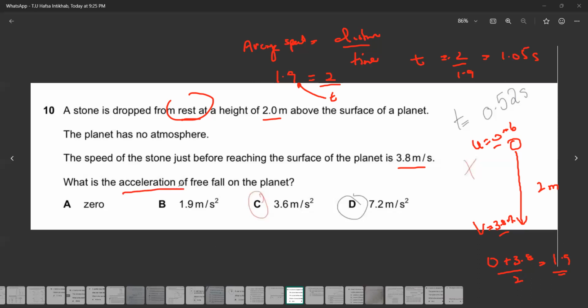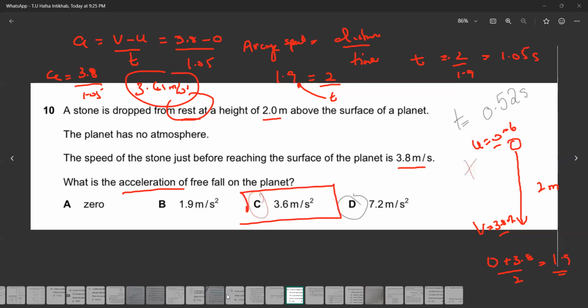Now we need the acceleration of free fall. So what's the formula for acceleration? It's final minus initial divided by time. The final speed is 3.8, the initial speed is 0, and the time it took is 1.05. So acceleration will be 3.8 divided by 1.05. That is equal to 3.61. So acceleration will be equal to 3.61 meters per second squared. So C will be the right answer.